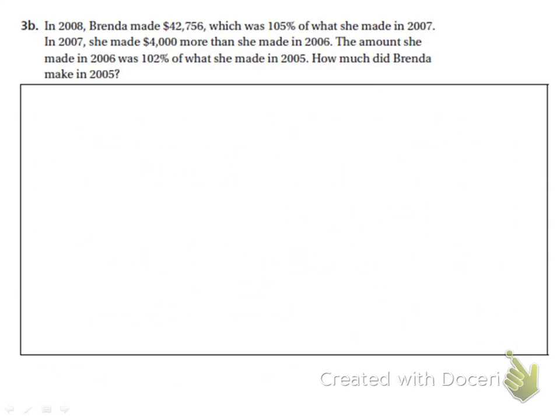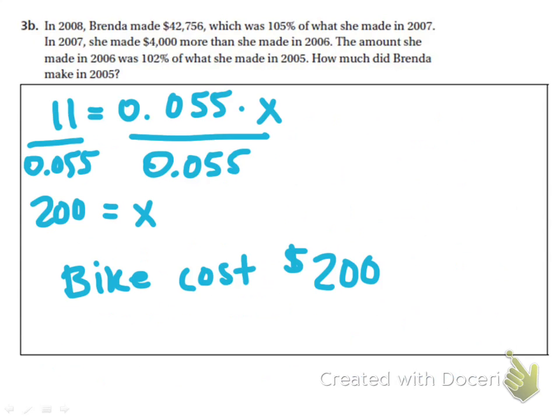3B, I'd like you to do it on your own. Pause the video. Okay, so in 2008, Brenda made $42,756, which was 105% of what she made in 2007. In 2007, she made $4,000 more than she made in 2006. The amount she made in 2006 was 102% of what she made in 2005. So how much did she make in 2005?